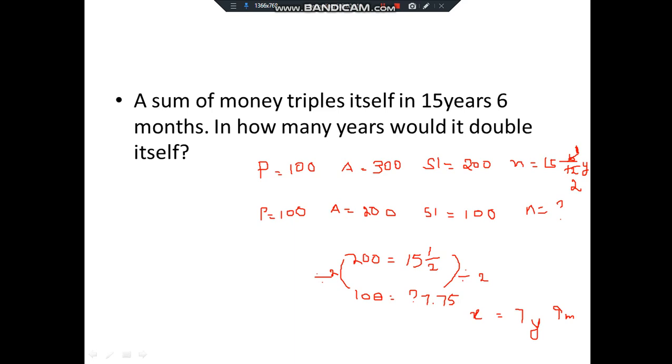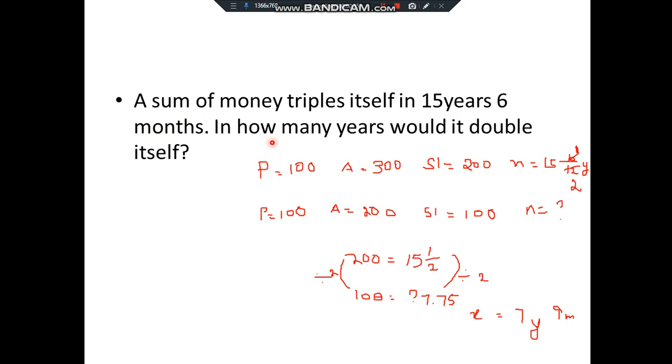Let us see the basic method first. They have told that in 15 years 6 months it triples. So let the principal be 100. Triples means the amount becomes 300. So the simple interest is amount minus principal, which is equal to 200, and N is equal to 15 and 6 by 12, which is 15.5 years, on cancelling.